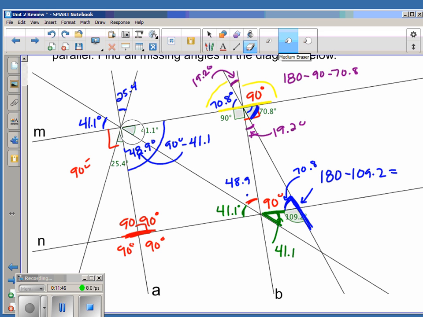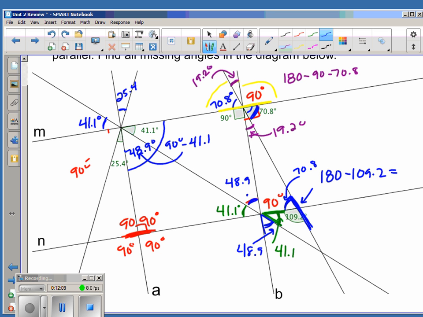A little messy up here. I'm going to erase that. Another way would be to slide down the transversal till you get down there. And that would also be 48.9. If you didn't see the alternate interior, you could get it by vertical, or you could just do vertical right there. All right, so I've got a good chunk of my stuff done.